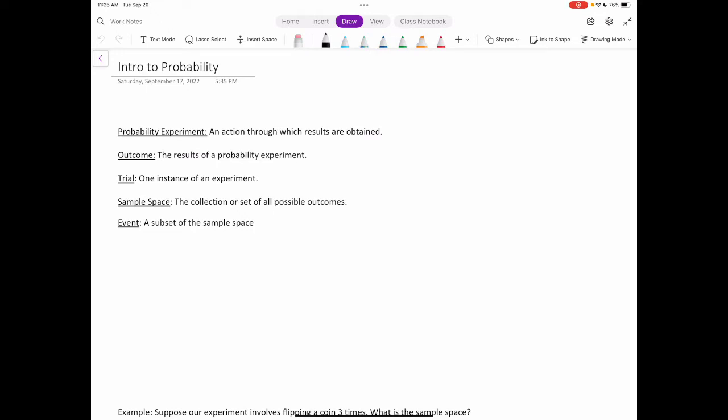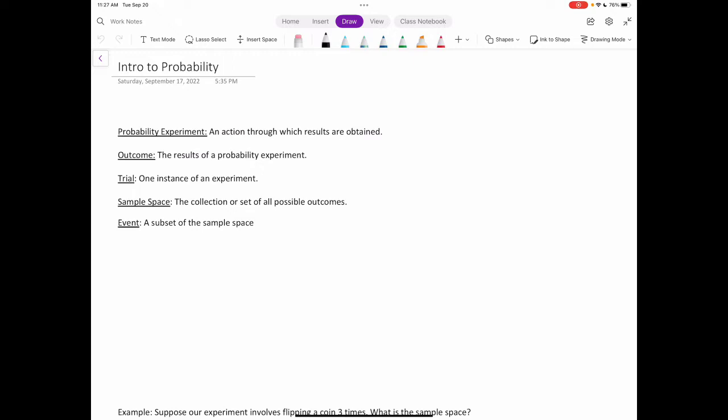So common probability experiments involve flipping a coin, or rolling a six-sided die, or selecting a card out of a deck of cards, or selecting a person out of a crowd of people. All of those are probability experiments. Okay. So what's an outcome? An outcome is the result of that experiment.